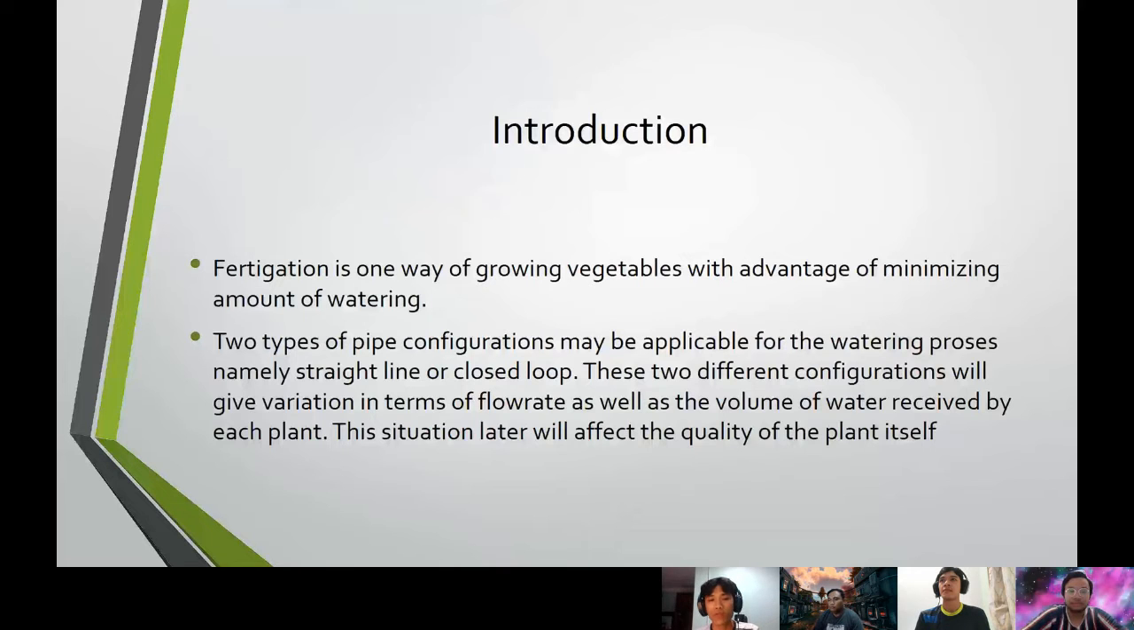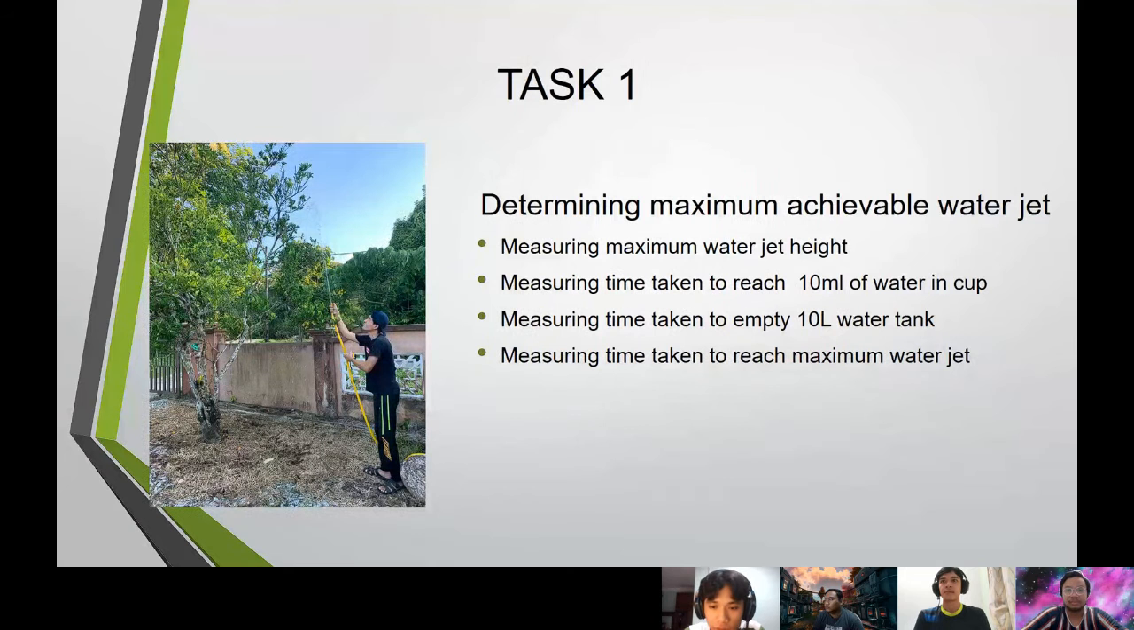Fertigation is one way of growing vegetables with the advantage of minimizing the amount of watering. Basically there are two common types that we use that are very functional for the watering process, namely straight line or closed loop. These two different configurations will give variation in terms of flow rate as well as the volume of water received by each plant. This situation later will affect the quality of the plant itself. Okay, next we'll continue with my friends.